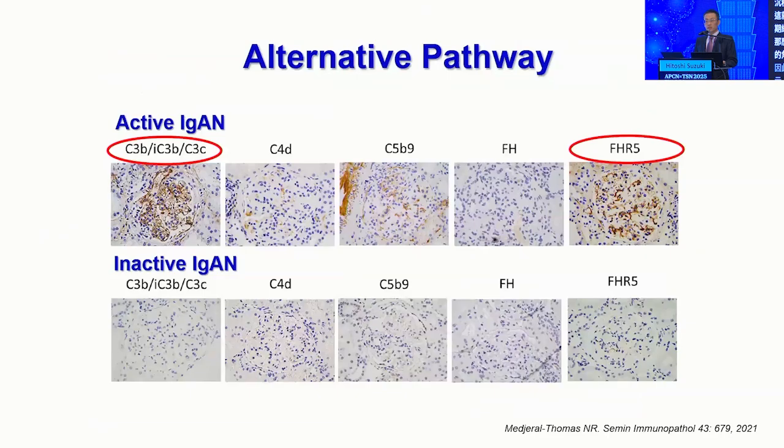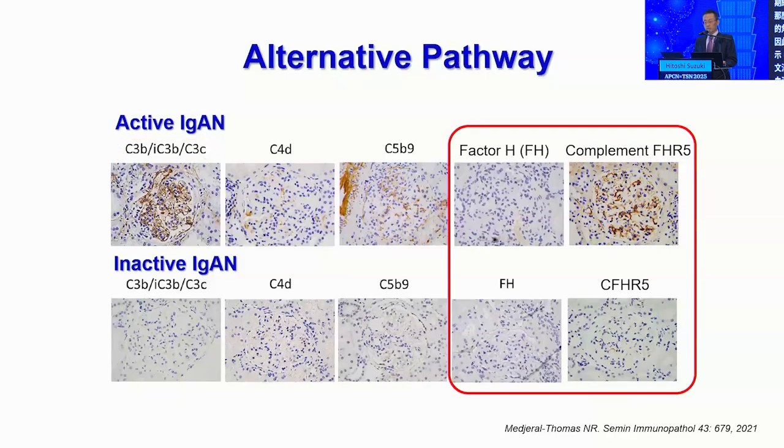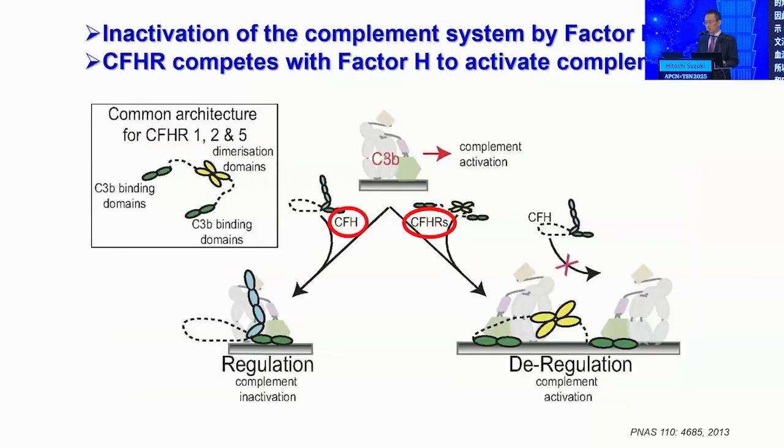In the active case of IgA nephropathy, C3 and also FHR5 deposit in the kidney. If we think about the alternative pathway activity, we need to think about factor H and complement FHR5. That is because if the complement is activated, factor H inactivates the complement system, and CFHR competes with factor H to activate the complement system.